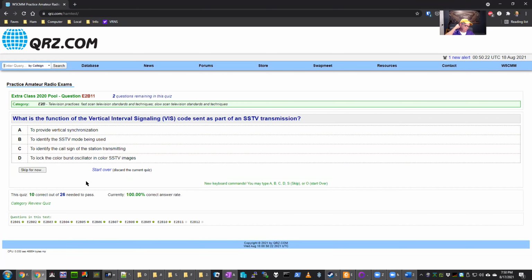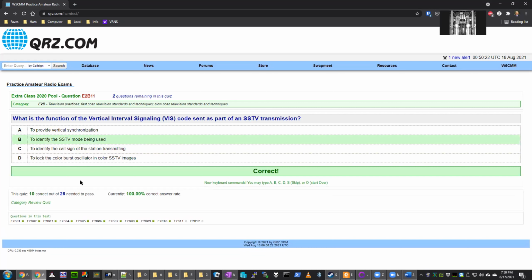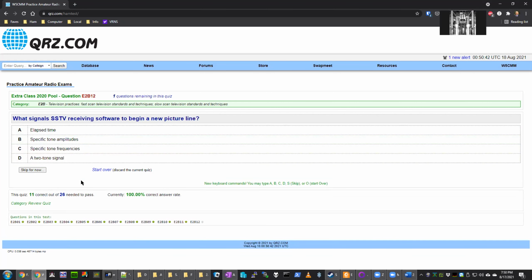Alpha, yeah, tone frequency. What is the function of the vertical interval signaling code sent as part of the slow scan television transmission? D, Bravo. Yeah, that's going to help identify the mode that's being used. That way the software can read that and it knows which mode to start using to decode.